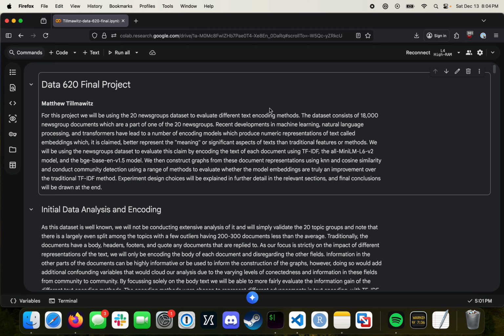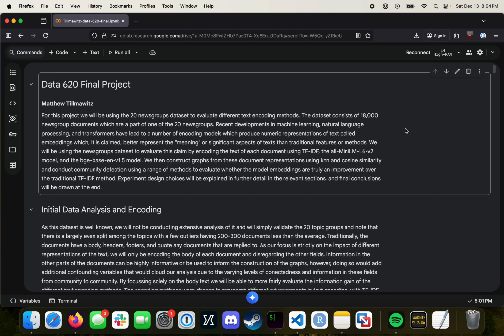Specifically, in recent years, advancements in machine learning, natural language processing, and transformers have led to a large number of encoding models, which claim to produce numeric representations of text, which effectively encode their underlying meaning. It's claimed that these embeddings are a better representation of the underlying documents than more traditional methods, such as TF-IDF, and we are going to be using community detection to evaluate this claim.